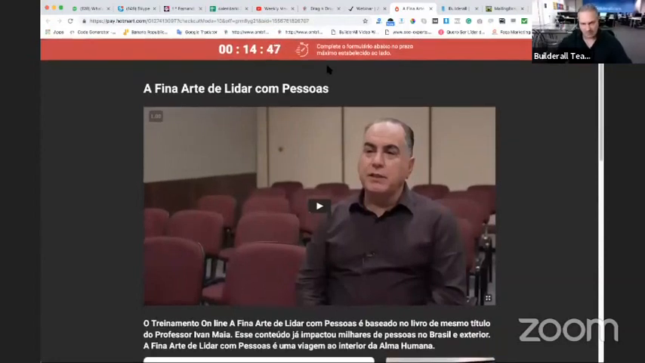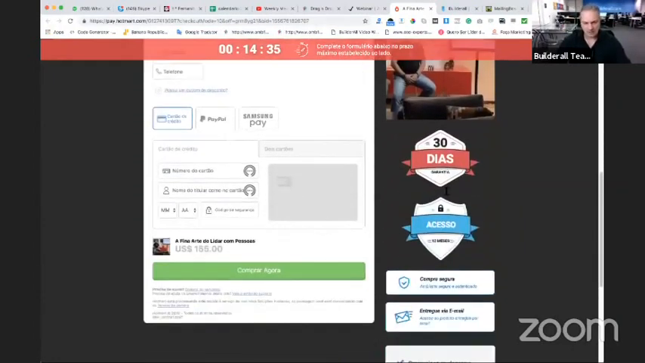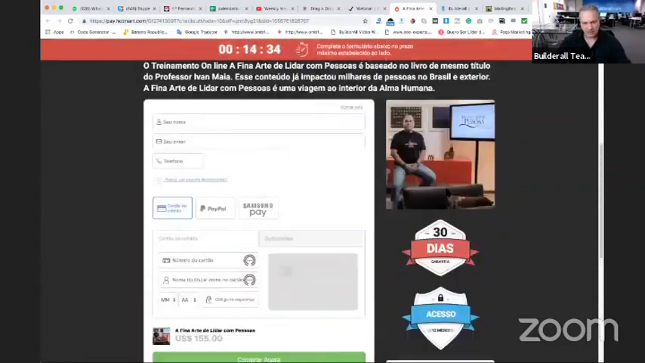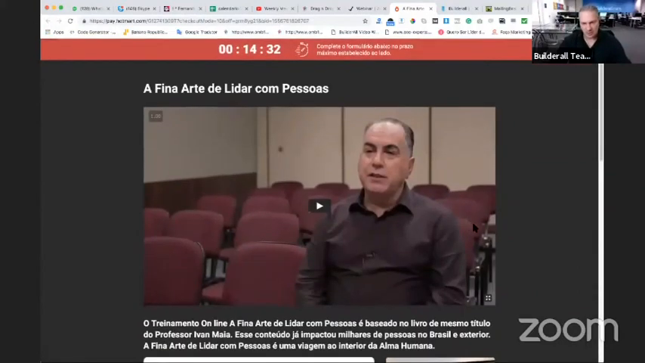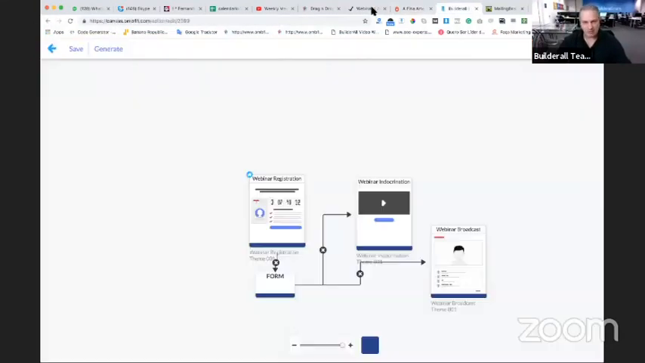Hotmart is a big, I guess it's the biggest affiliate platform in Brazil and Latin America. Actually, I think it's the biggest in the world right now. So he's selling the product on Hotmart. He has a lot of affiliates and so on. So this is just a checkout, just to sell the product, right? But the whole funnel, the whole thing is in Builderall.